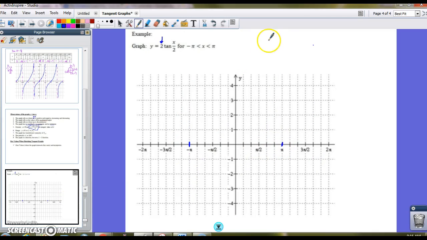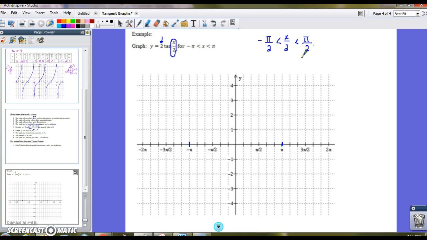So I'm going to say, all right, well, that must mean that my angle would be between negative pi over 2 and pi over 2, but not actually touching them because I have asymptotes there. In this case, my angle is x over 2. Okay, so understand what's happening here. I'm just saying whatever my angle happens to be, it has to fall between negative pi over 2 and positive pi over 2.